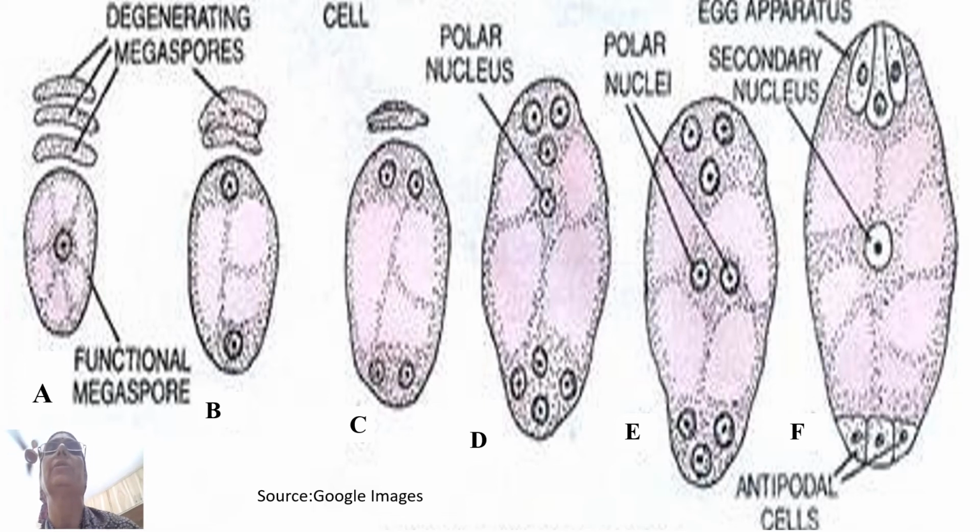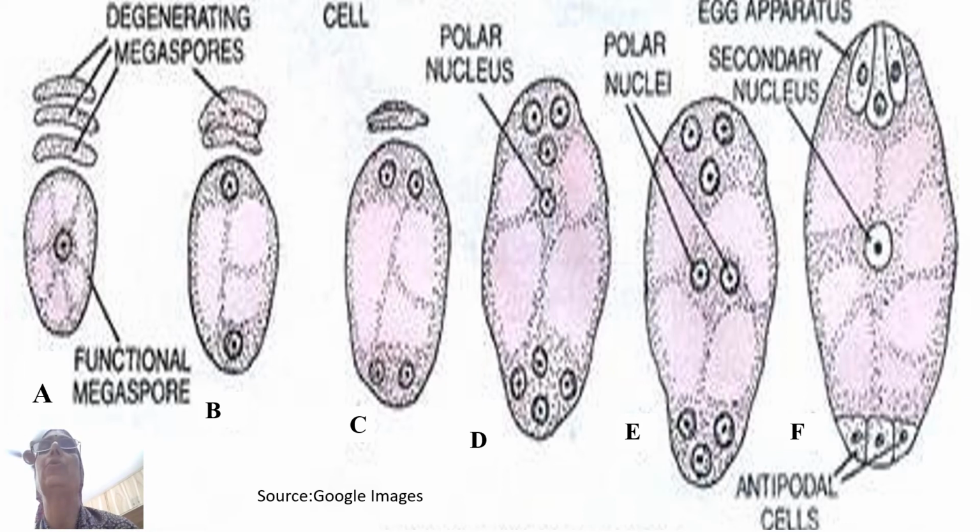As a result of mitosis, two nuclei at the chalazal end and two nuclei at the micropylar end can be seen, and this stage of embryo sac is called the 4-nucleate embryo sac. It undergoes another mitotic division. As a result, an 8-nucleate embryo sac is formed, 4 nuclei towards the micropylar end, 4 nuclei towards the chalazal end.